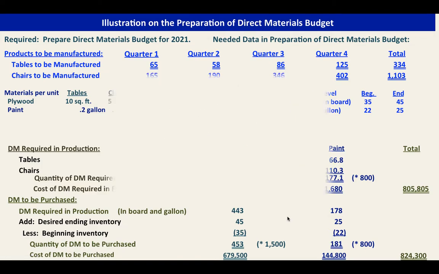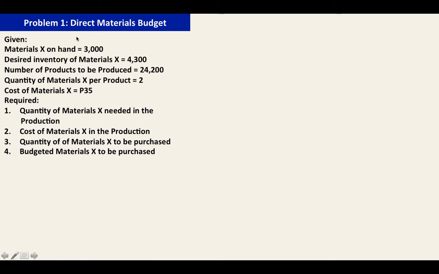Okay? Now, class, let us look at certain problems in the direct materials budget. Okay? Classroom problems. This is what we're given.